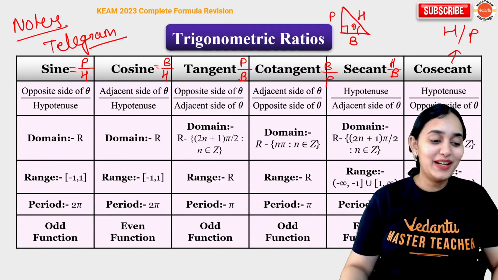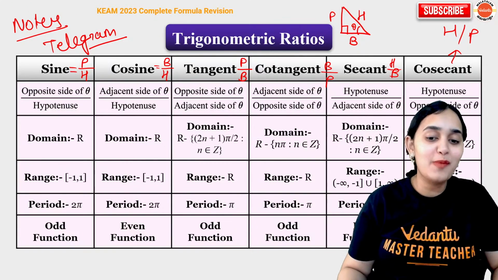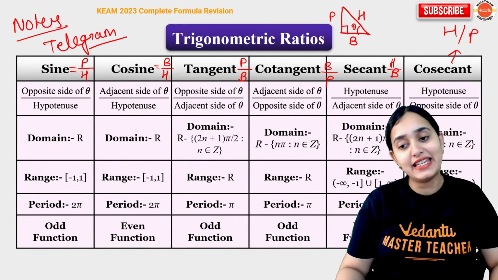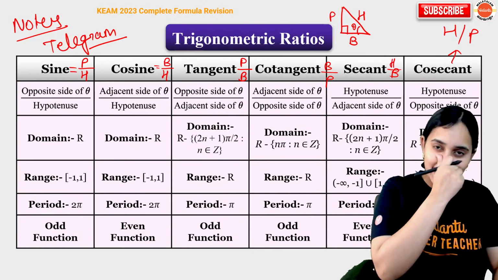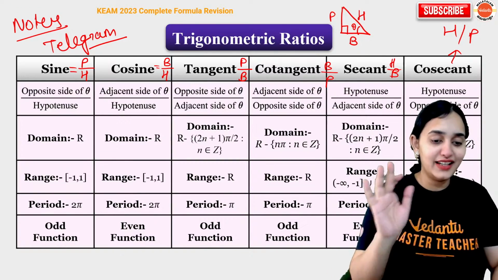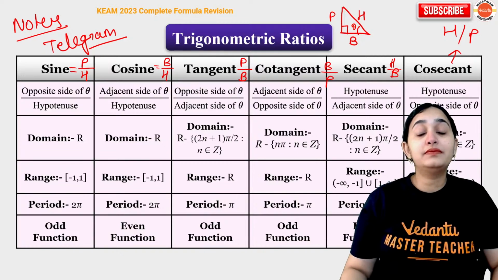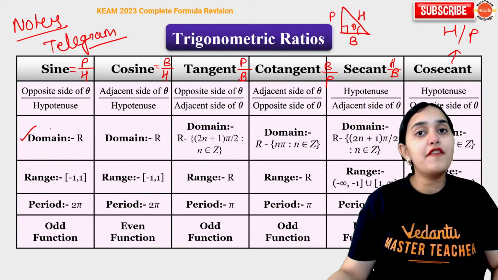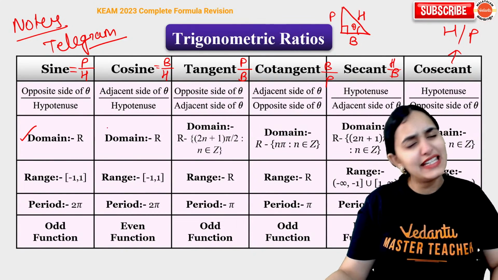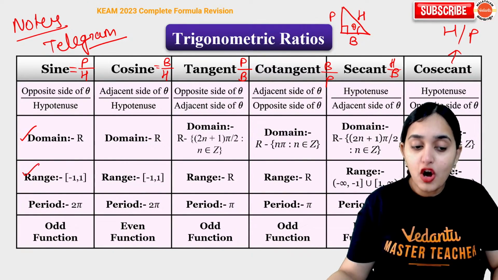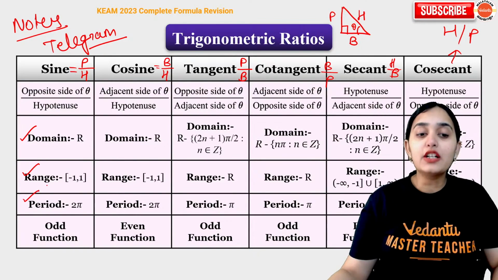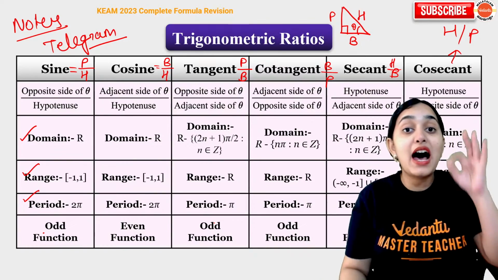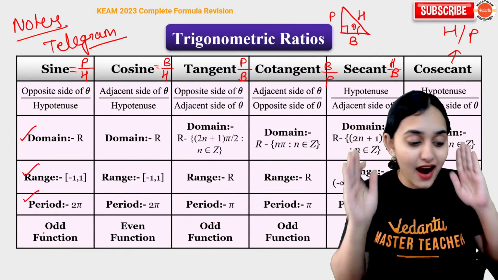We never learn the full form of these trigonometric ratios. We always call them tan, cot, secant, cosec, but they have their original names. Now, this table has completely summarized the domain of each function, range of each function, period of each function, and whether it is an odd or even function. How amazing is this chart?